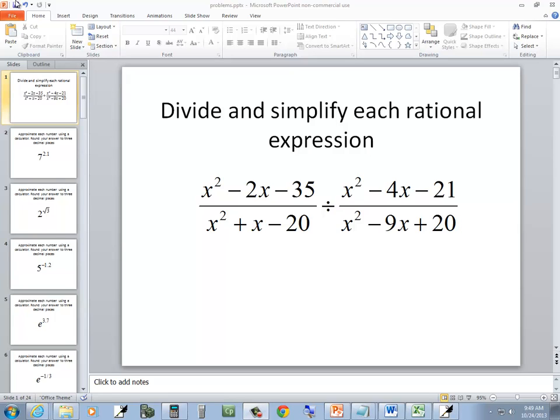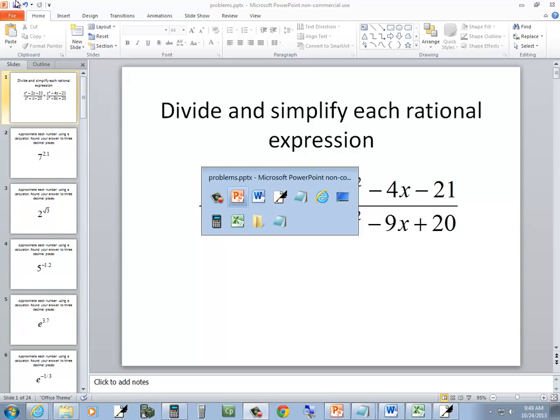Let's take a look at this problem. We want to divide and then simplify. If I can get to my tablet. There we go.